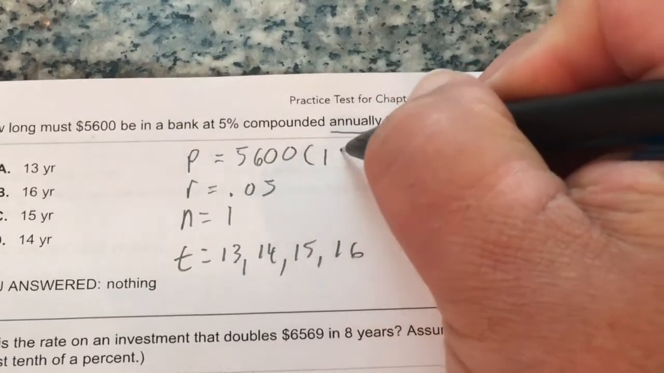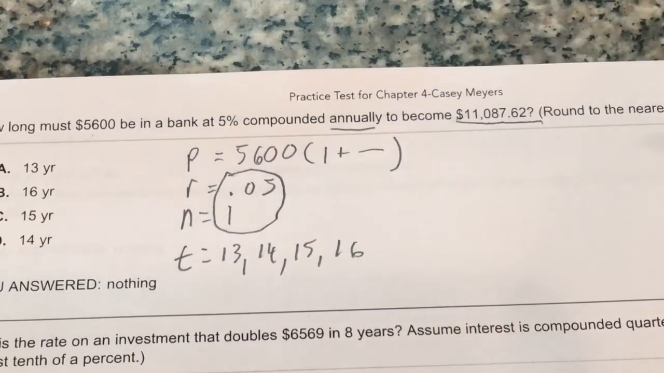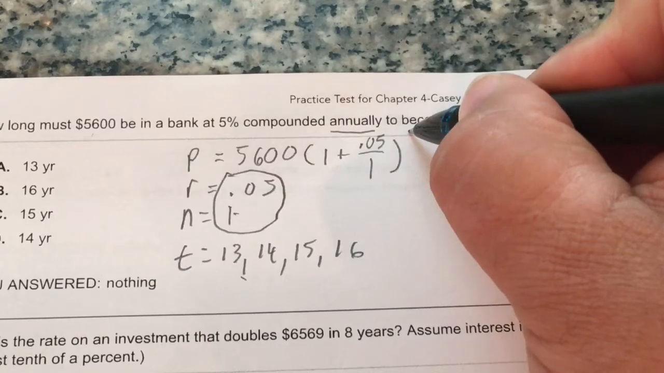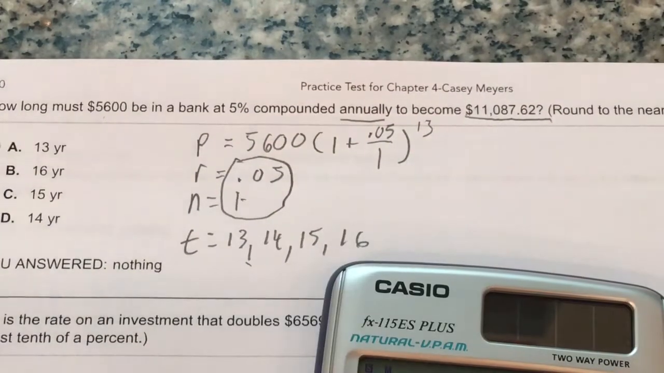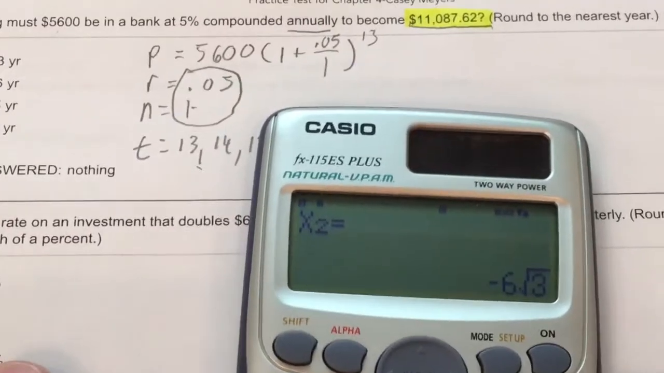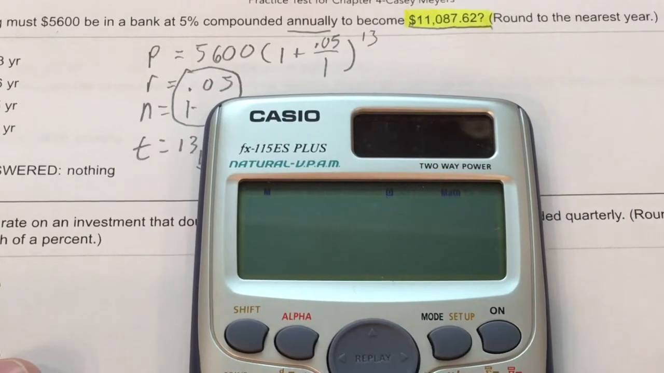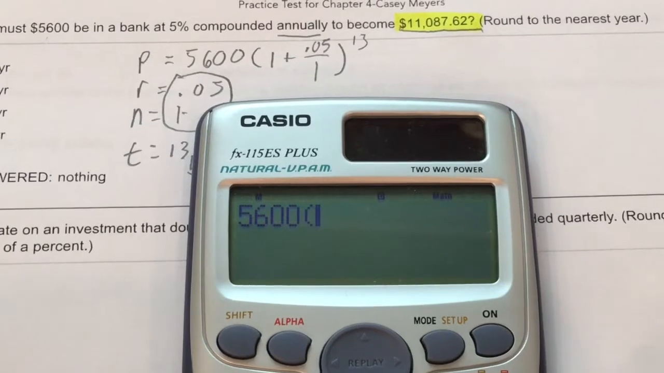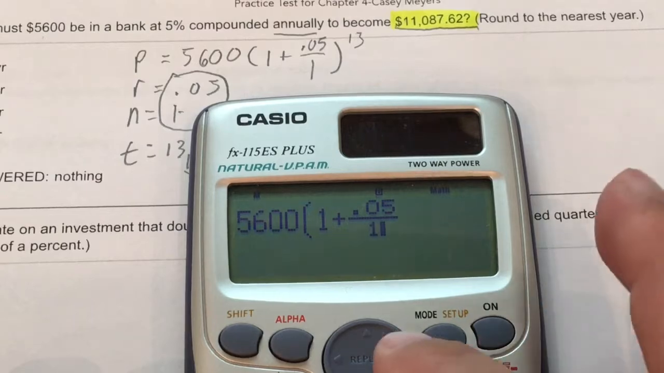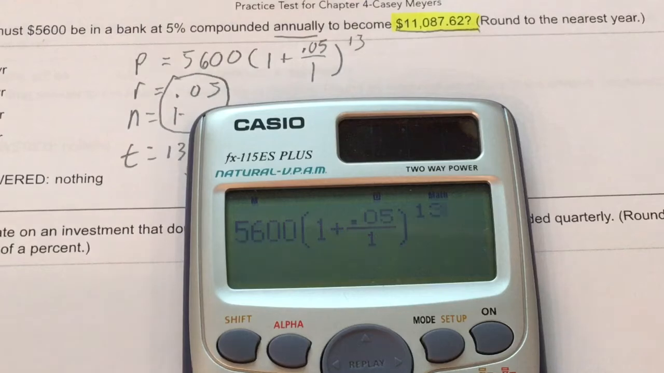So I'm going to do my formula. 1 plus the fraction bar to an exponent. It's going to be 0.05 over 1, raised to the 1 times 13. So I'm going to start off with 13. And notice I'm trying to get it to equal as close as I can to 11,087. So mode 1. And I'm going to type in 5,600, open parentheses, 1 plus the fraction bar, 0.05 over 1, parentheses, to the 13. And we'll see if that equals something close to 11,087.